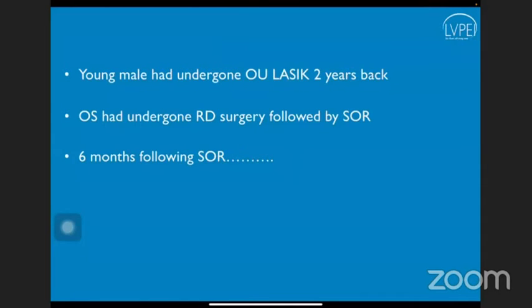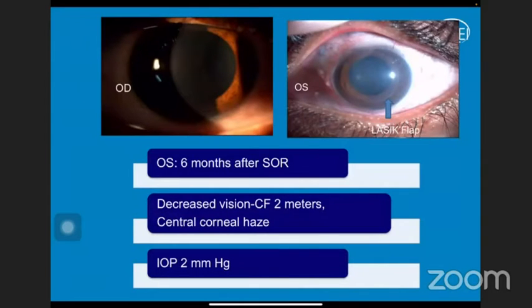This is a very interesting patient. A young man had undergone LASIK 2 years back, had a retinal detachment because he was a high myope. 6 months following the surgery, he had a decrease in vision with central corneal haze. The intraocular pressure measurements were 2 millimeters of mercury.